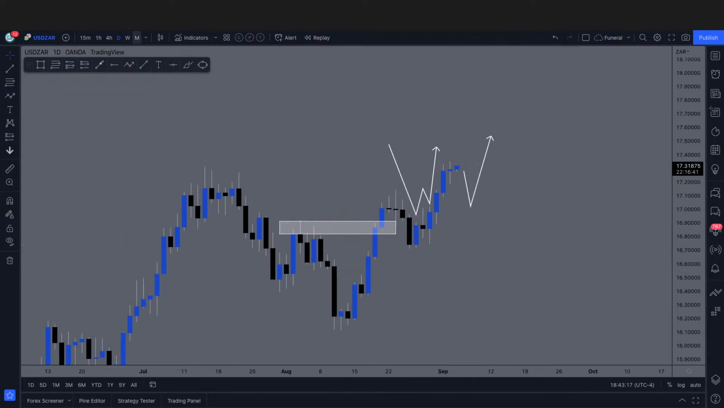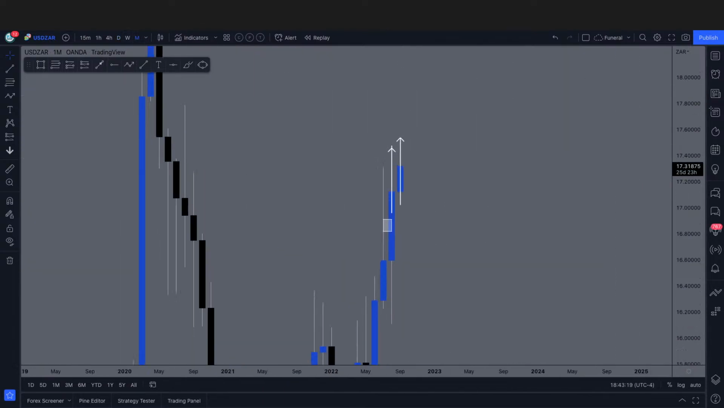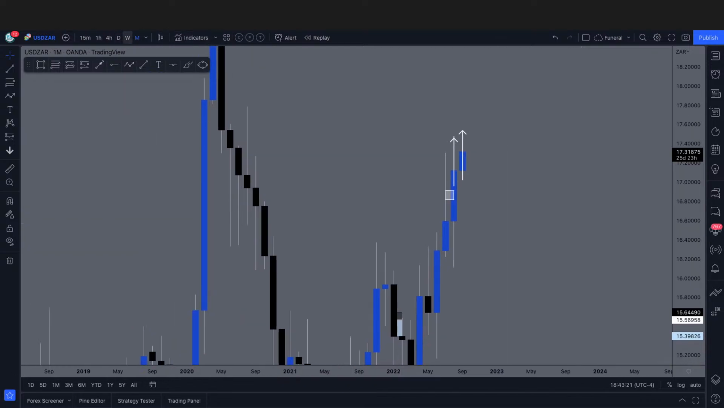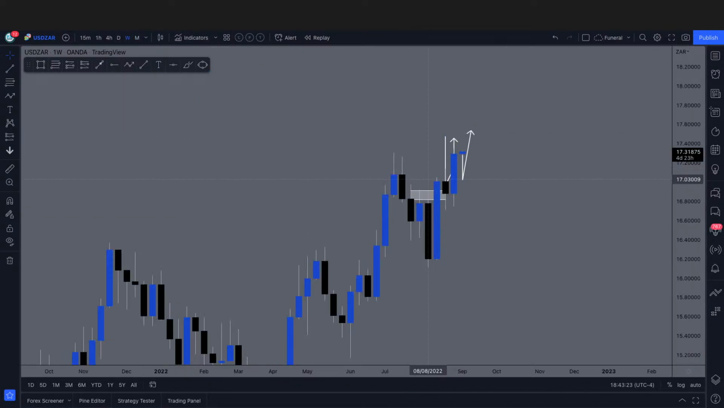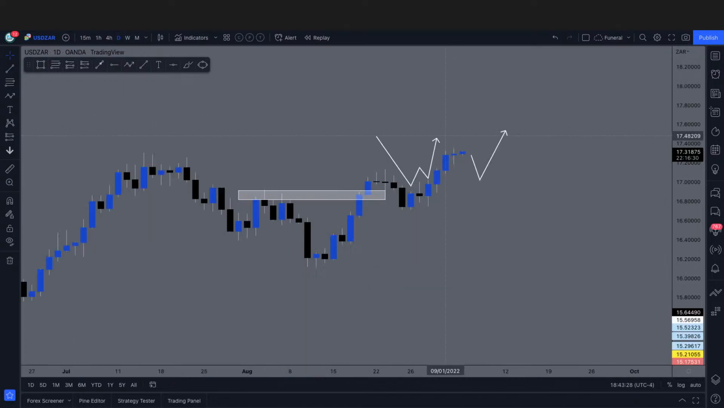If we're looking at USD/ZAR from the monthly time frame, we're pushing to the upside quite aggressively. From the weekly, we've just broken above some structure. On the daily, we do have this W formation in here where we would like to see a completion back down at the neckline before we see a continuation to the upside.